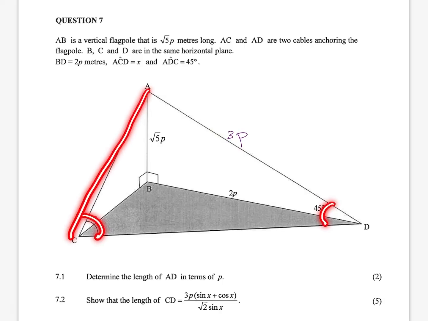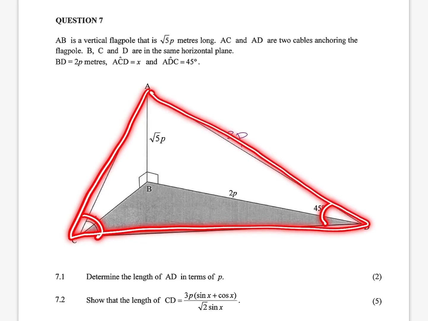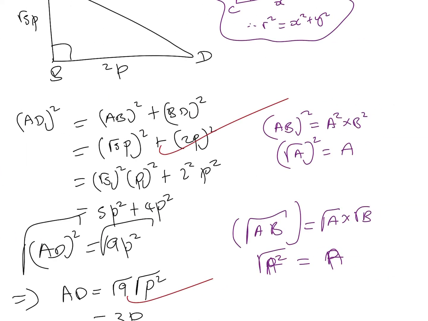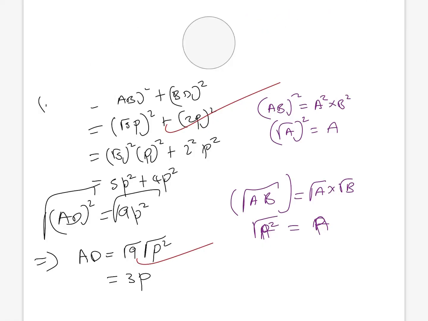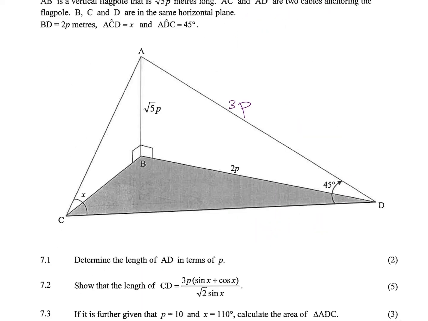So if we look at this triangle, let's zoom into that triangle real quick. All right. 7.2: show that the length of CD is equal to this expression. To be able to do this, you need to understand a couple of things. So I'm going to take you through it, the cheat sheets, before we do all the magic.